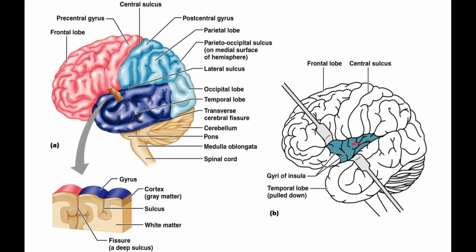So then you can see the insula in here when you pull the temporal apart from the frontal lobe. You can see that in there. But again, these aren't necessarily things that you need to have memorized. Just wanted to give you a bit of background on this.